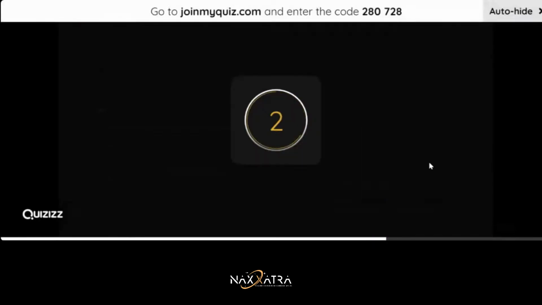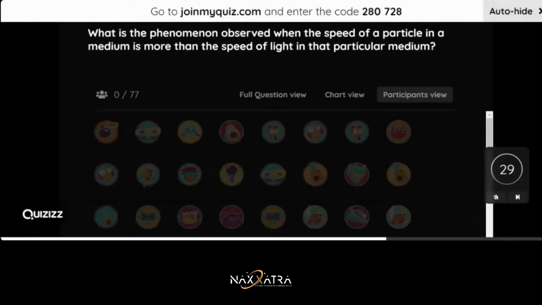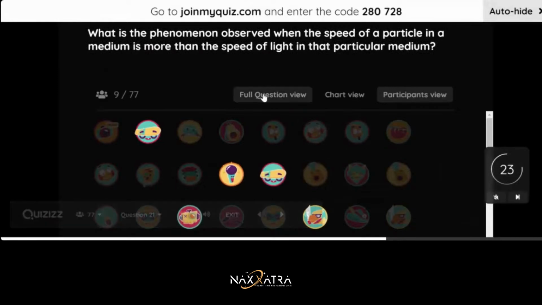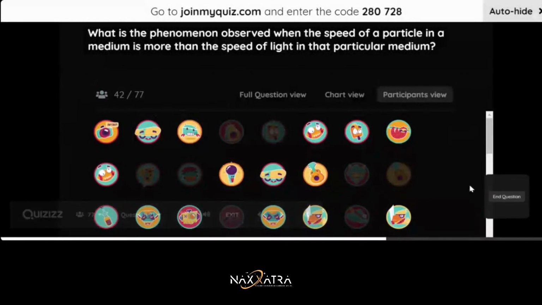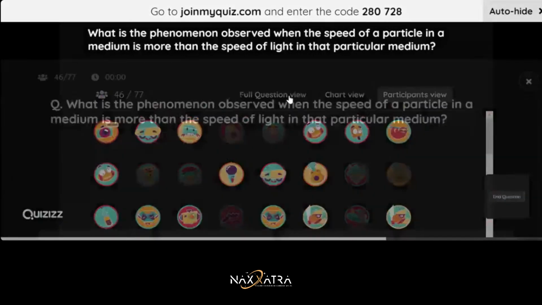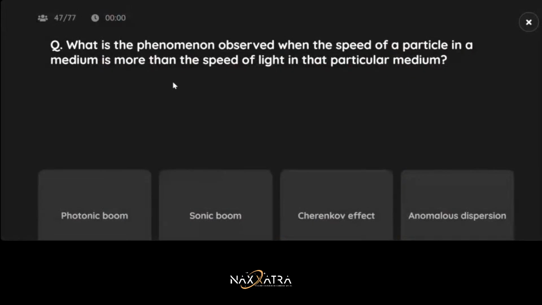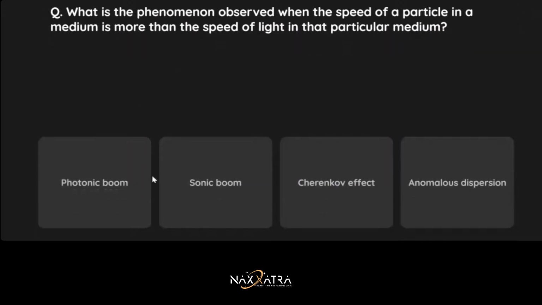So next question. What is the phenomenon observed when a particle is moving in a medium at a speed more than the speed of light? The speed of the particle in the medium is more than the speed of light in that particular medium. It is a bit tricky question. I'll give some extra time to answer. So what is that phenomenon observed when the speed of a particle in a medium is more than the speed of light in that medium? Photonic boom, sonic boom, Cherenkov effect, or anomalous dispersion?